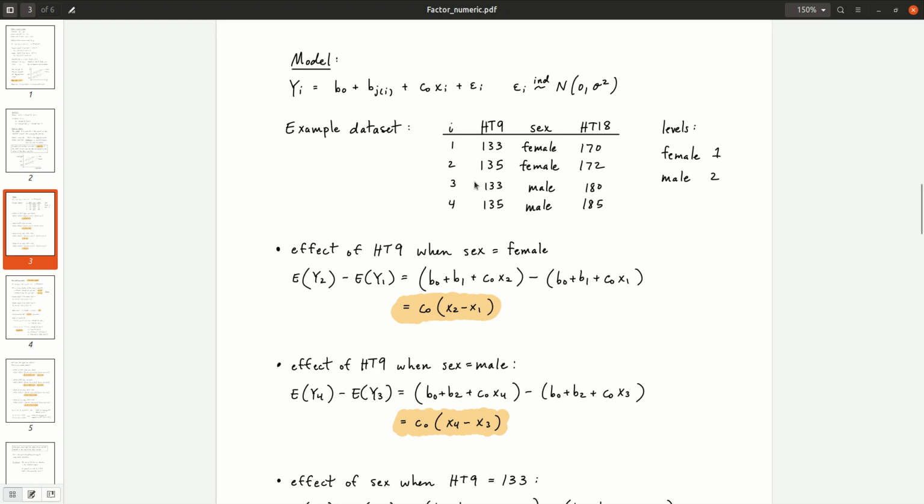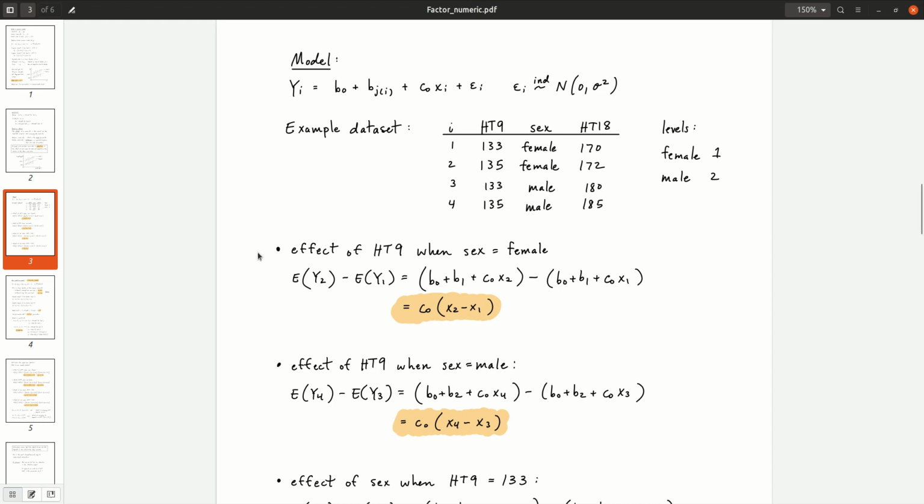What I've done with this data set is I have 2 female subjects, 2 male subjects. And height at age 9 is either 133 or 135. This is in centimeters. So I have all combinations of 133, 135, and female, male. And just so we know which levels we're talking about, I've coded female as 1, male as 2. This is in line with what R would do. R would do it alphabetically. So F comes before M.